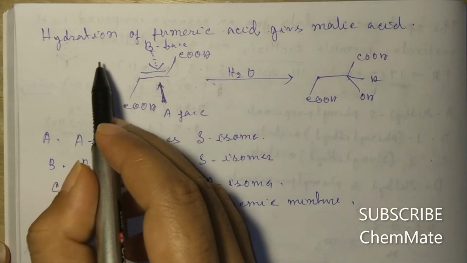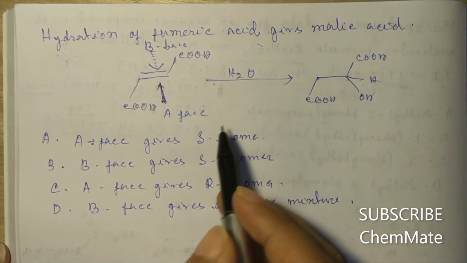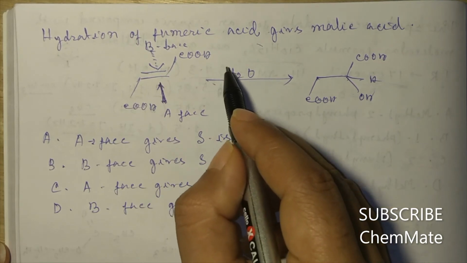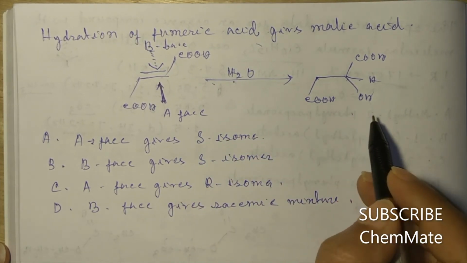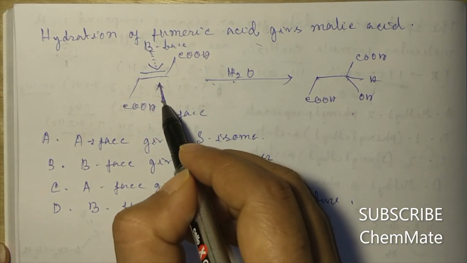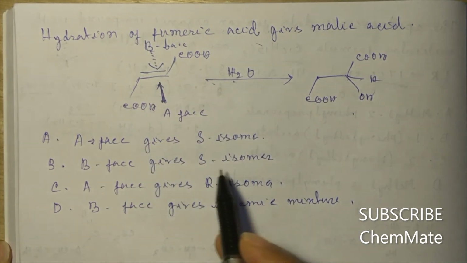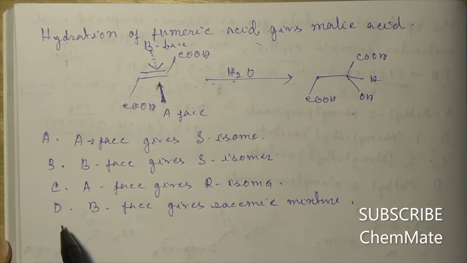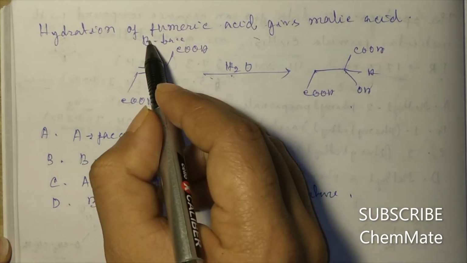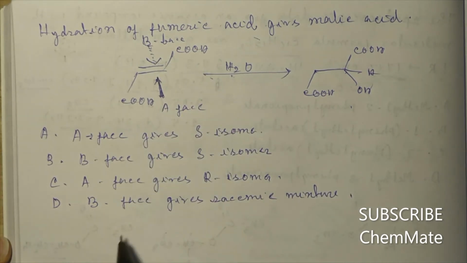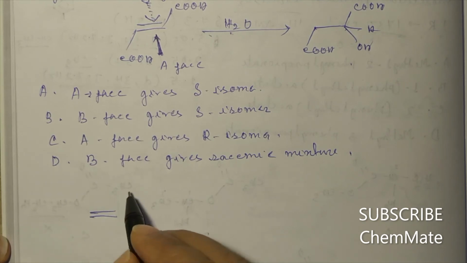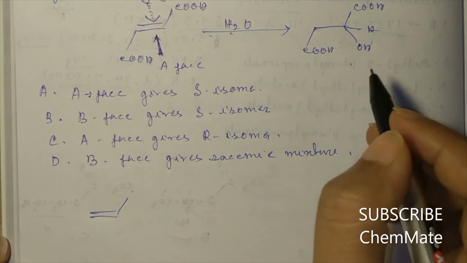Next question. Hydration of fumaric acid gives malic acid. This is fumaric acid, which reacts with H2O to give malic acid. Now the question is, if H2O adds specifically from A face or B face, then which statement is correct? That means A face is from above the plane and B face is from below the plane. So we will add this from above the plane and below the plane, and we will see the configuration of this malic acid.